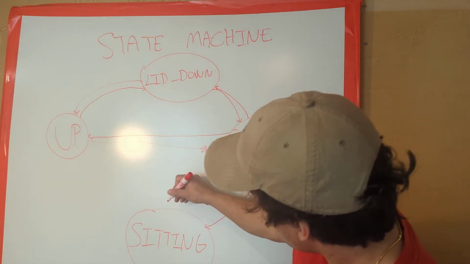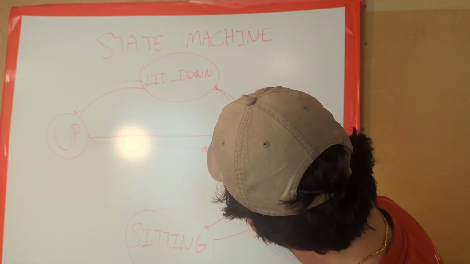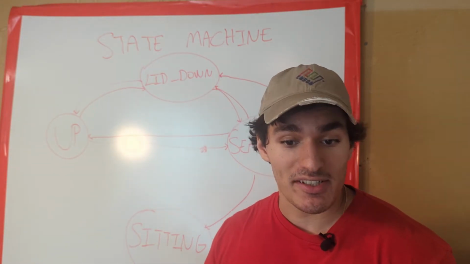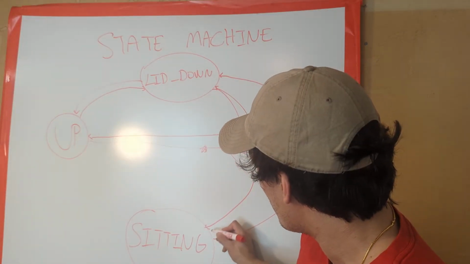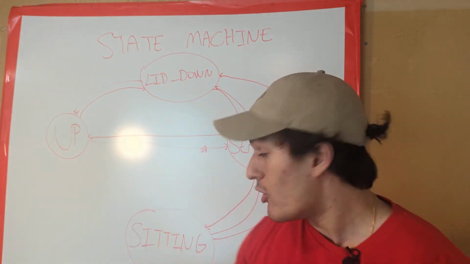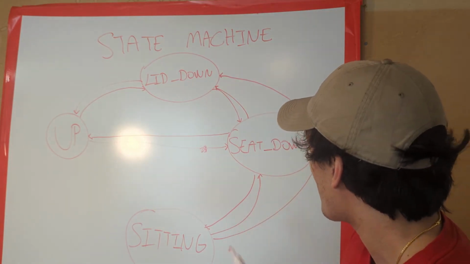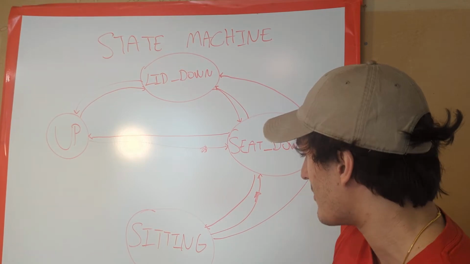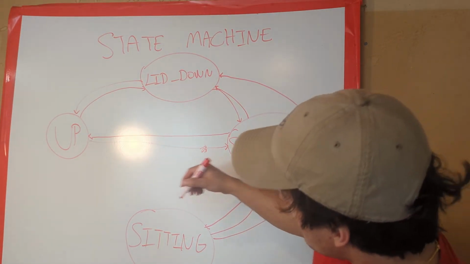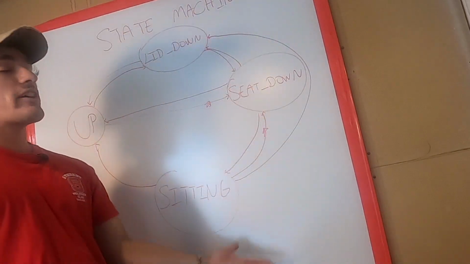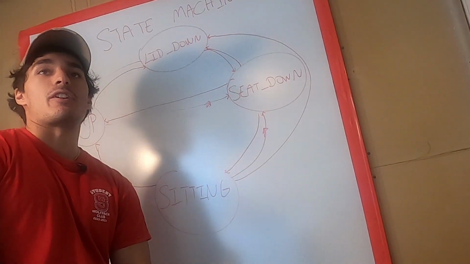From sitting, we can go to lid down if the switch is closed and the FSR detects that no one is sitting on it. And we can get to seat down if the FSR detects that no one is sitting on the seat and that the lid is still up. We can also start the timer during this transition. And finally, we can get to up if the FSR detects no pressure. Now that we have all this diagrammed out, it should be pretty easy to transfer it all to code.